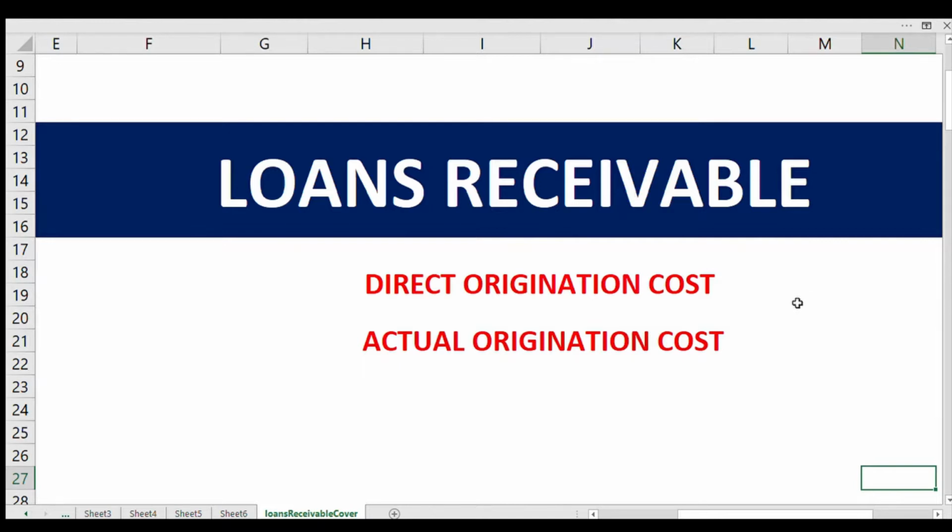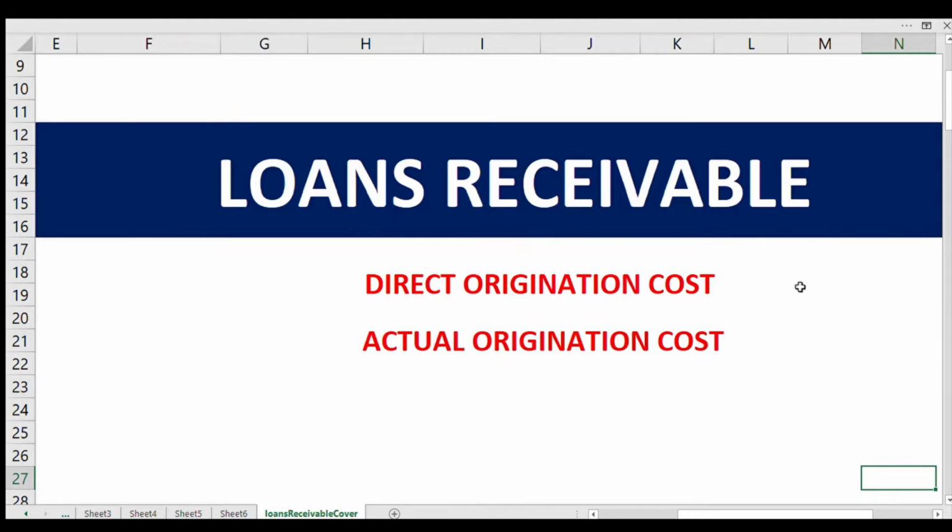We are now again discussing a topic. Ang napili ko for today, loans receivable. Based dun sa mga nakikita kong ongoing lessons ng mga accountancy students, timely ito, loans receivable. So we will talk about in particular how to account for this type of account, and at the same time, ano ba itong direct origination cost at saka actual origination cost?